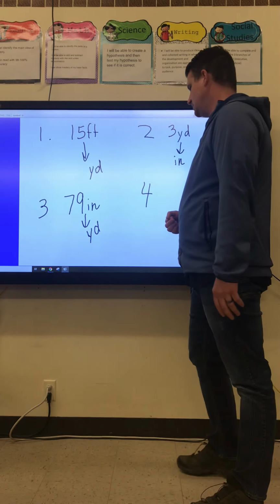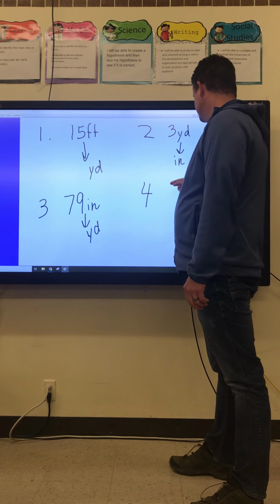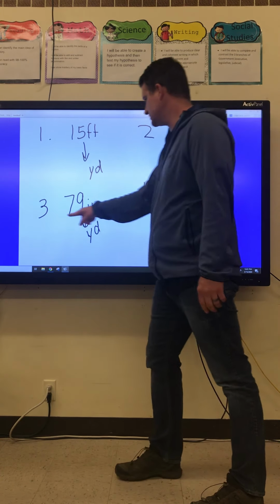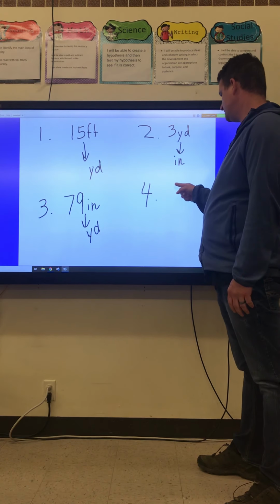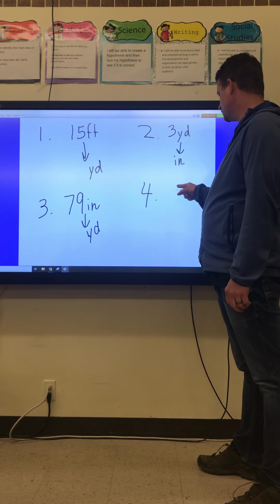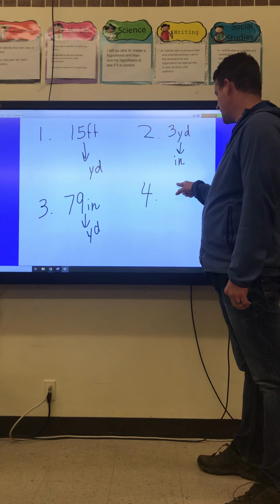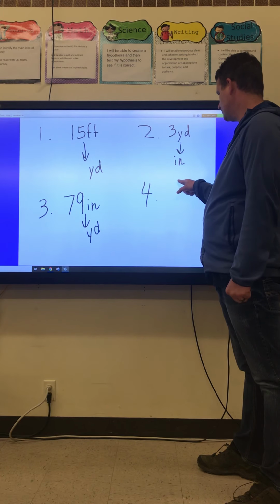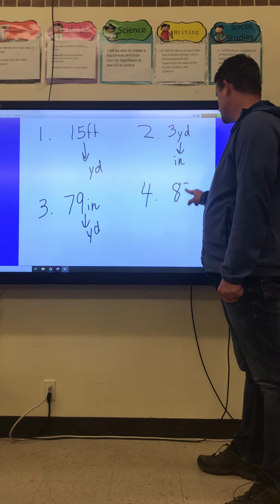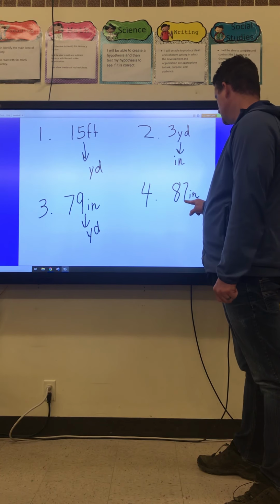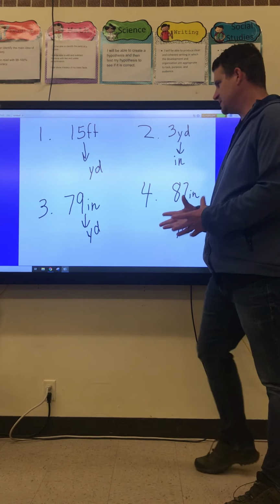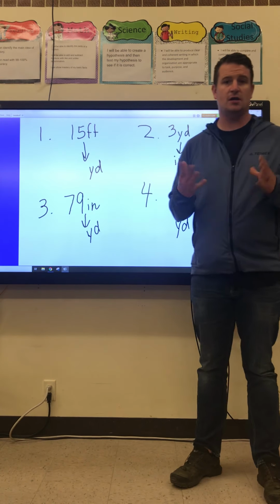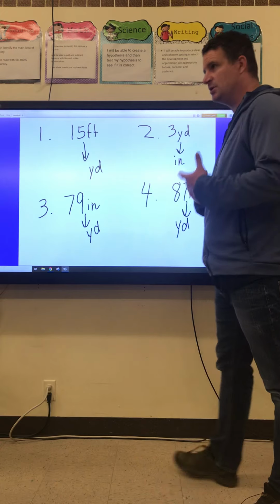And lastly, I want one more here, guys. Here, let me put the dots in here. One more, I have, let me think here real quick, guys, sorry. I have 87 inches. Again, let's convert this into yards. So there's the basics of that. Make sure you get these 4 done. We're going to be continuing on this.